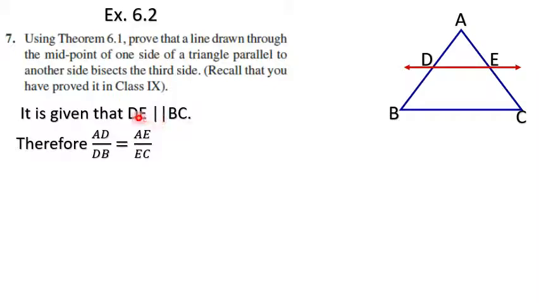When DE parallel BC, we can say AD by DB is equal to AE by EC.